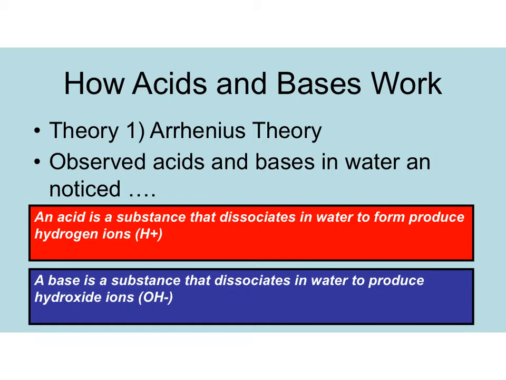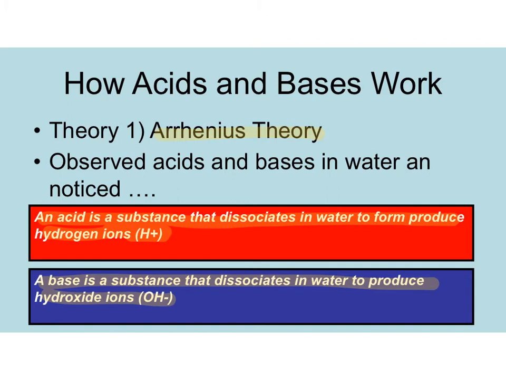So the first theory, when they looked at acids and bases, what they basically said is that an acid is a substance that produces H pluses. Anything that makes an H plus when it goes into water is going to be an acid, and a base is anything that makes an OH when it goes into water.